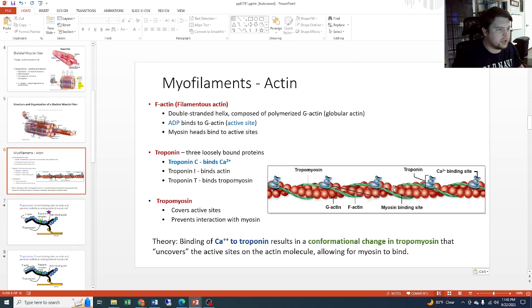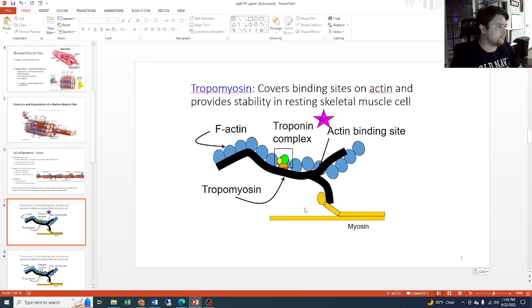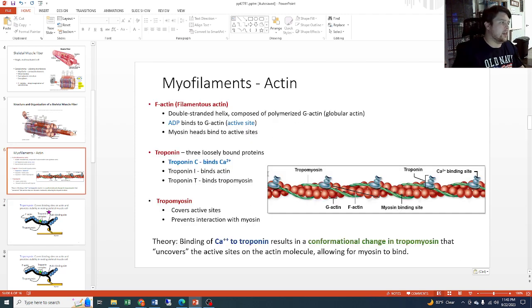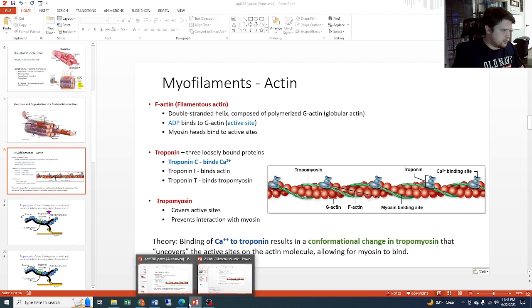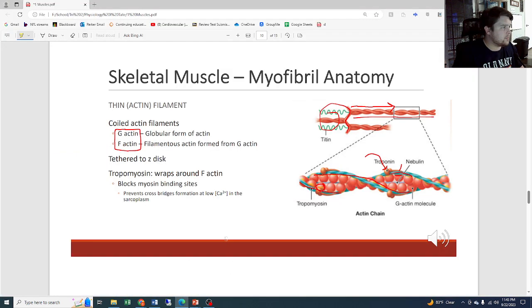Then we bind a whole bunch of the F-actins together to get us this whole long chain of actin. Okay? So G-actin is the smallest, F-actin is a little bit bigger, a bunch of G-actins put together, and then a bunch of F-actins put together is the full actin chain. Yeah, G-actin is that globular form, F-actin is a filamentous actin formed from G-actin.